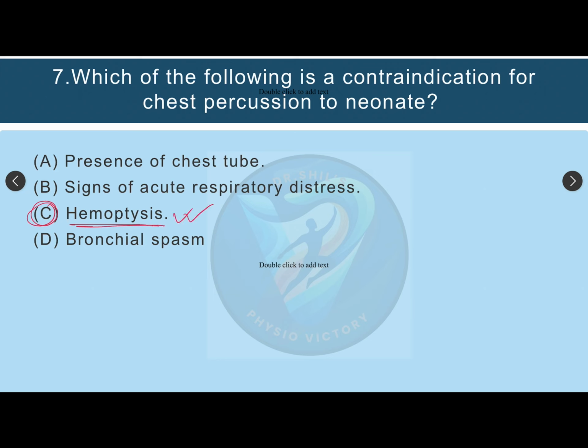Hemoptysis is when there is coughing out of blood or blood stained mucus from the respiratory tract. This is a pure contraindication for chest percussion because the physical manipulation could exacerbate bleeding and potentially lead to choking.